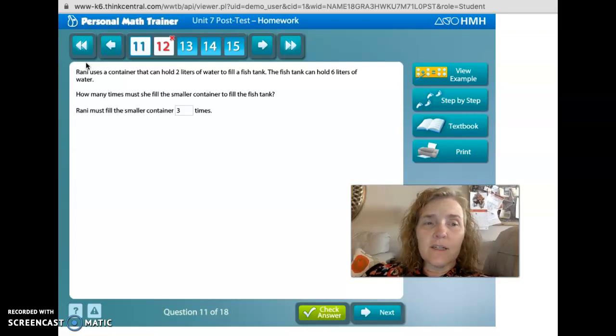If Rainy uses a container that can hold 2 liters of water to fill a fish tank, the fish tank can hold 6 liters, so Rainy must fill the container 3 times, because 3 times 2 will equal 6. And that'll be the next one.